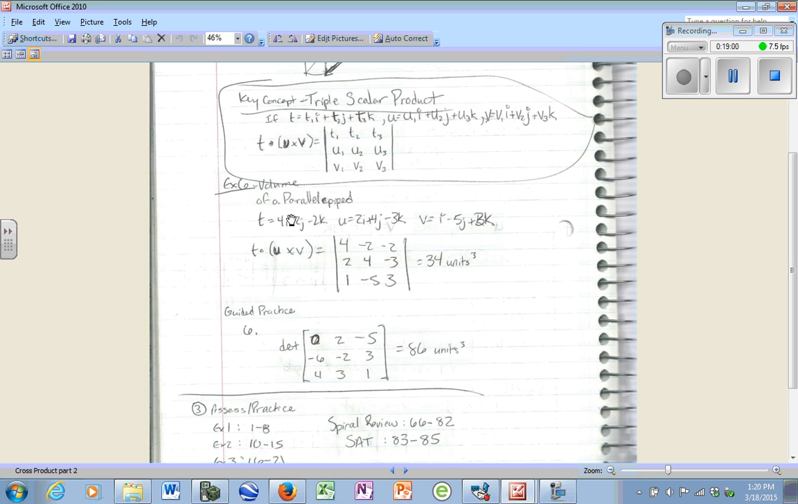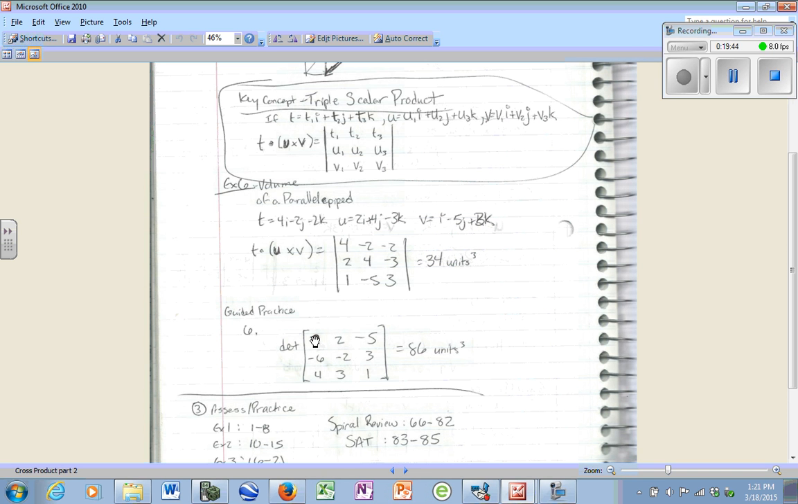Okay, so example 6 looks like this. You take T, U, and V and turn them into standard component form, plunk them into the determinant of a matrix: 4, -2, -2 for the T vector. For the U vector, we got 2, 4, -3, and for the V vector, we've got 1, -5, and 3. And at that point, you just type it in. Ask your calculator for the determinant, and you get 34. If you want to do it the long way, feel free to do the cross product, get an answer, and then do the dot product with that, but you're going to get 34 units. I did it the long way, just for fun, because I'm like that.